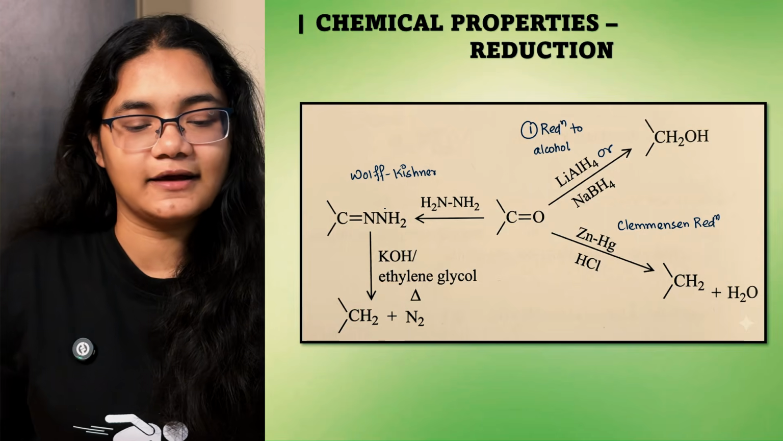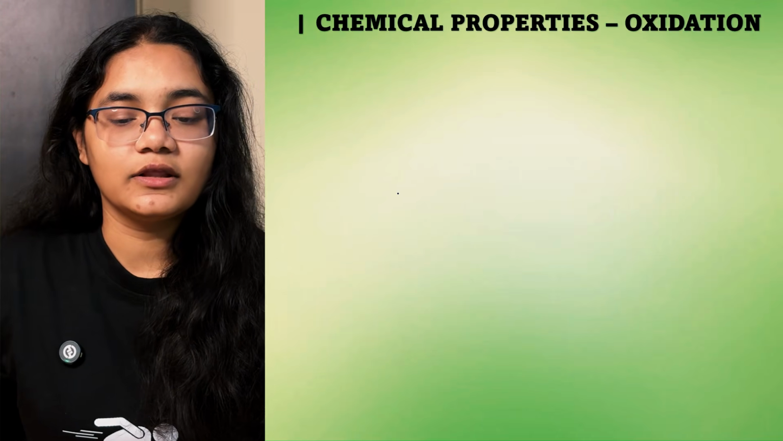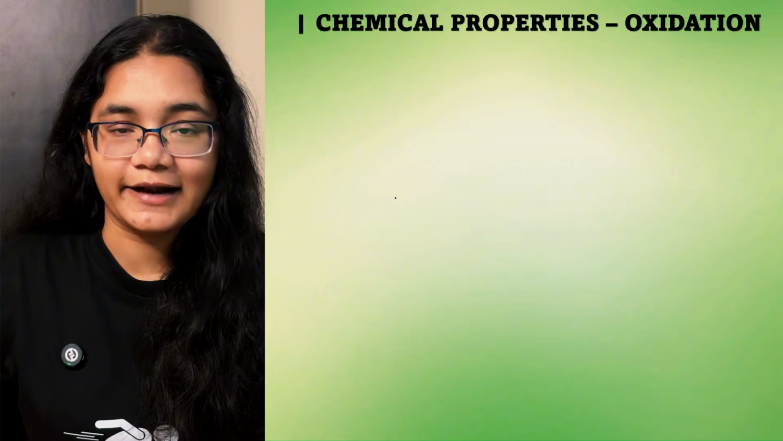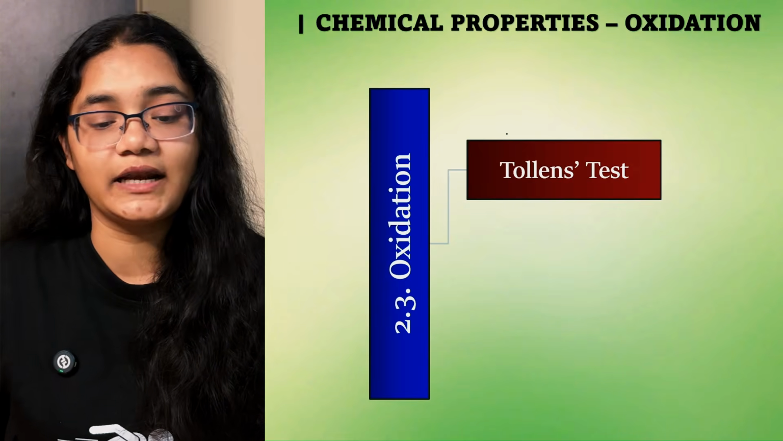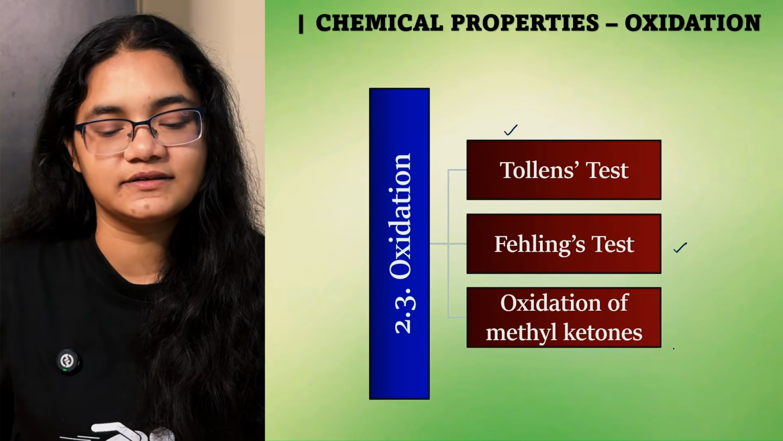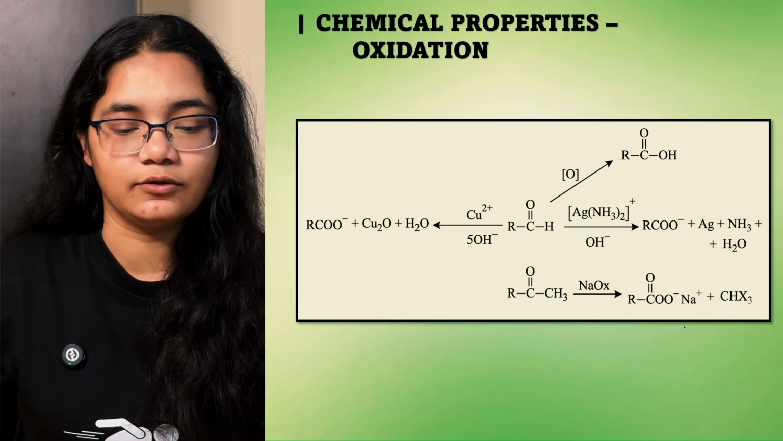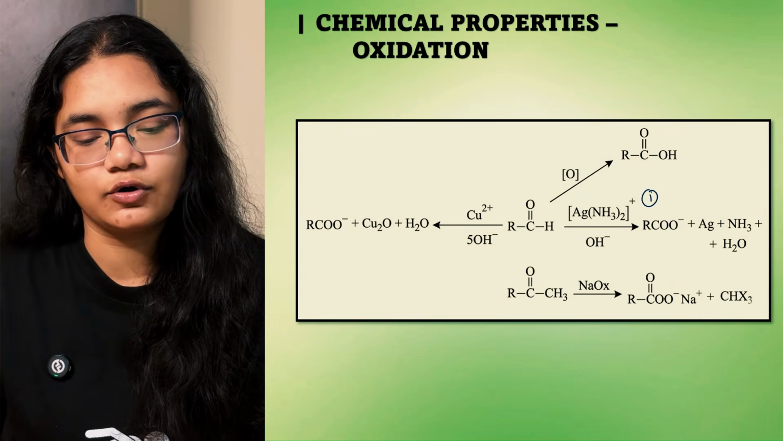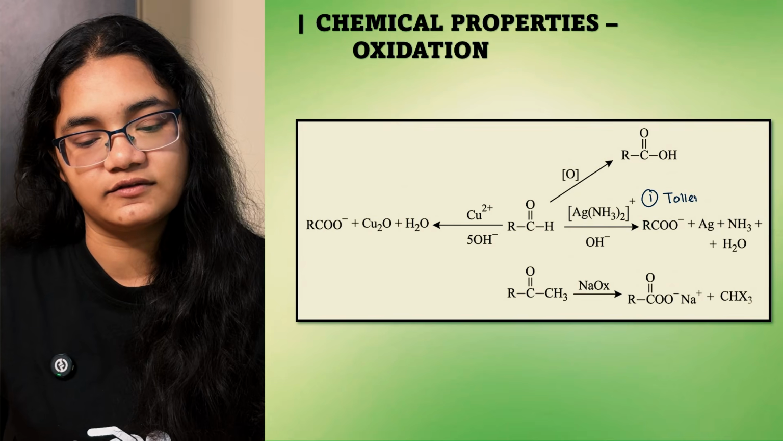These are your reactions. Next, we'll talk about the oxidation reactions of aldehydes and ketones. Here also we have three types of reaction: one is Tollens' test, one is Fehling's test, and one is oxidation of methyl ketones. The first one here is your Tollens' test. I'm just writing Tollens' test here.